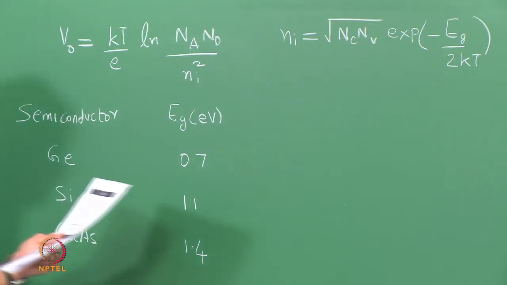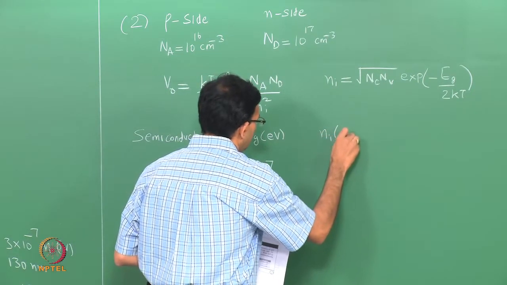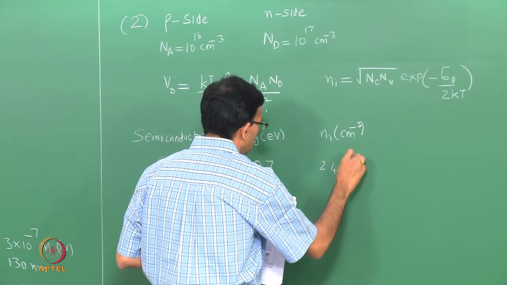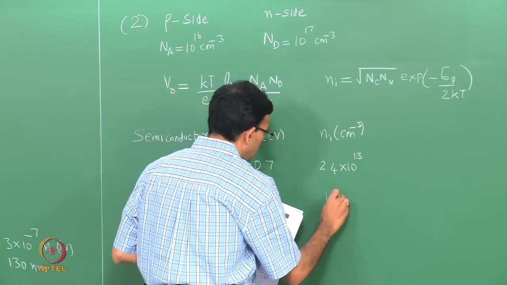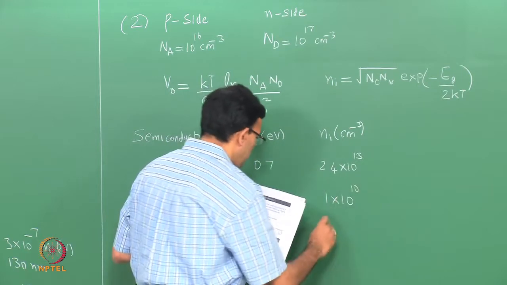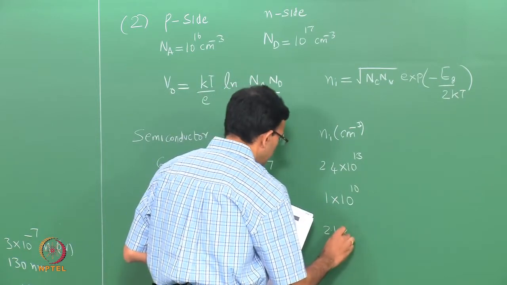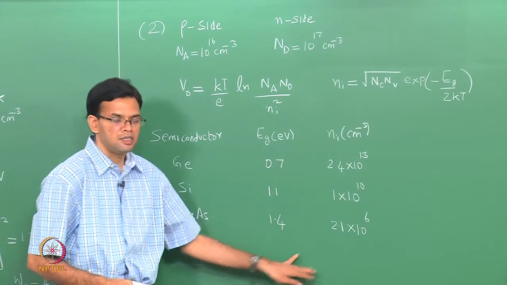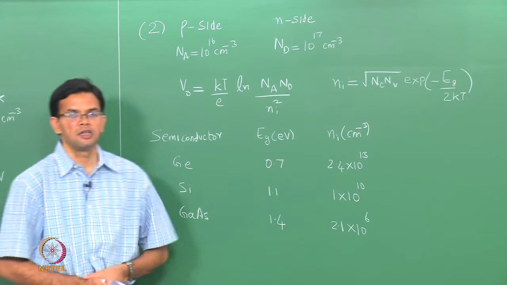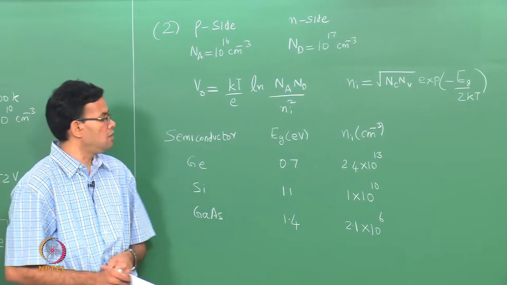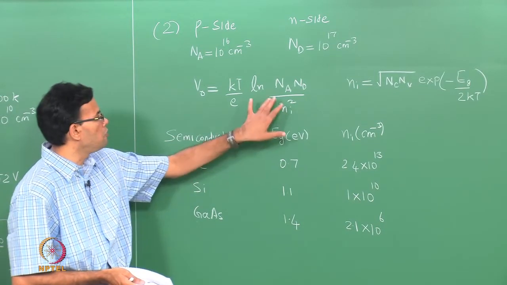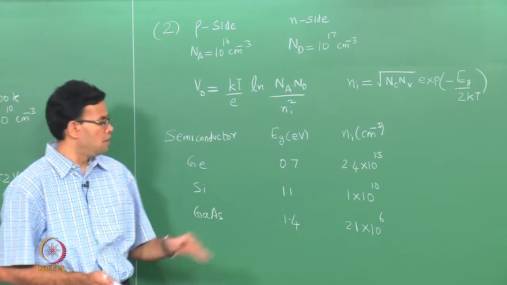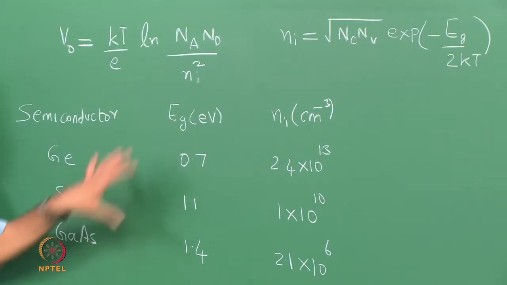What we do need is the values of Ni, and Ni is again given per centimeter cube. So, germanium is 2.4 times 10 to the 13, silicon is 1 times 10 to the 10 and gallium arsenide is 2.1 times 10 to the 6. So, Ni essentially decreases as the value of the band gap increases. We now need to calculate the built in potential for these 3 materials. We can make use of this formula, just substitute Na and Nd and then the values of Ni for the different materials. So, we can go through and work out the math.